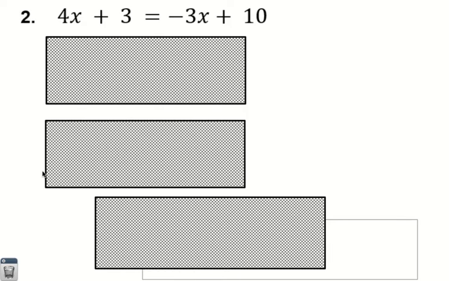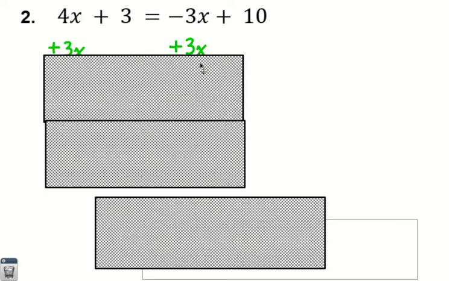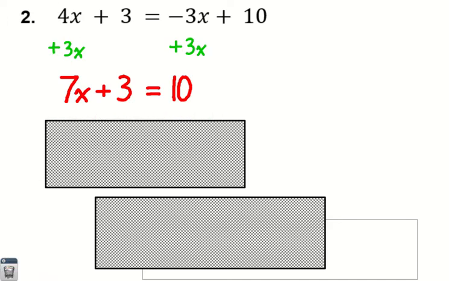This problem is very, very similar, except if we want to move a negative 3x from the right side over to the left side so it can combine with this 4x, I gotta add 3x to both sides. So that leaves 10 over here. 4x plus 3x is 7x.